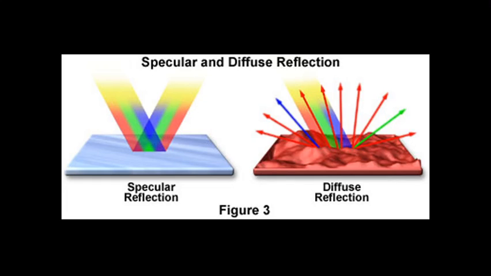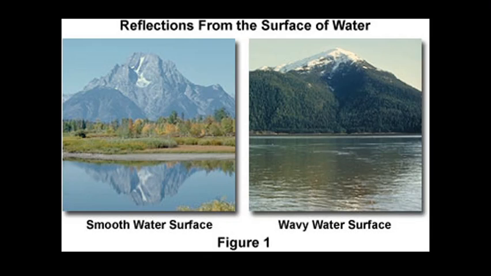So an example of this should be specular reflection and a diffuse reflection, where the light is going to go off in all those directions. So here is smooth water, right? Looks like a mirror. And you have wavy water. Doesn't look as nice.